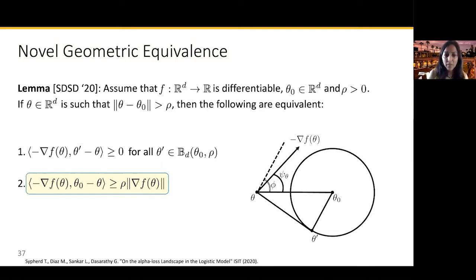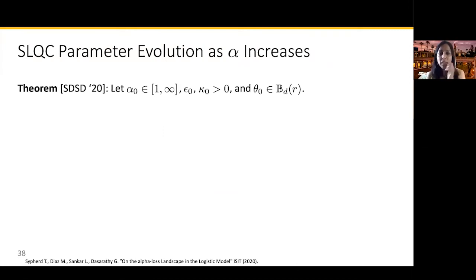Okay, so that's what we want to do. And so we will use this equivalent form of the SLQC definition now to do this. Okay, so here's our theorem. This is how the SLQC parameters evolve as alpha increases. So let's start at an alpha naught that is at least 1.